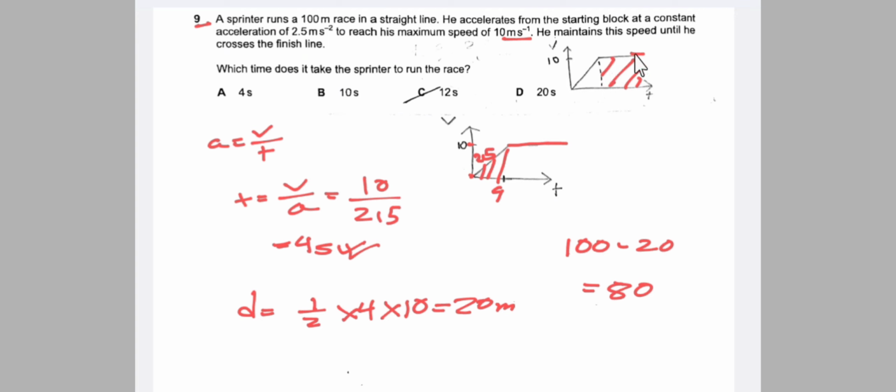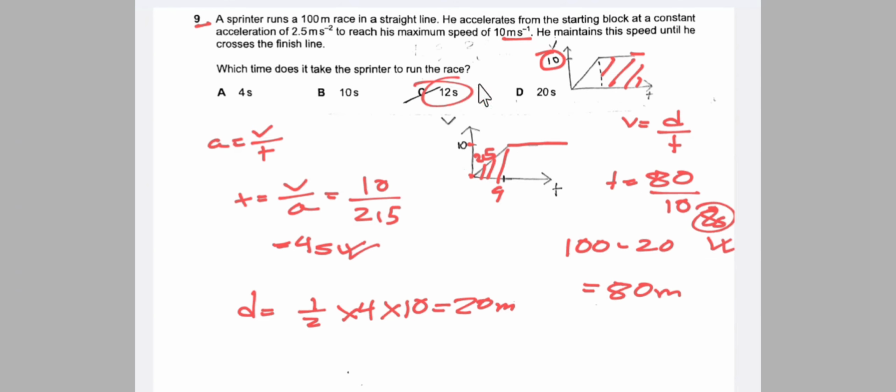So what is the time for this constant speed? To find the time, we know the equation: velocity is equal to distance divided by time. So time is equal to distance divided by velocity. We know the distance is 80 meters, which he needs to cover while maintaining this constant speed of 10. So we get the time, that is 8 seconds. So in total, 8 seconds plus 4 seconds, that is 12 seconds is the final answer.